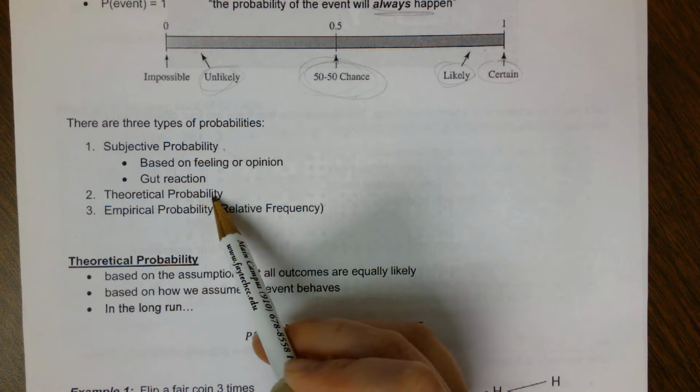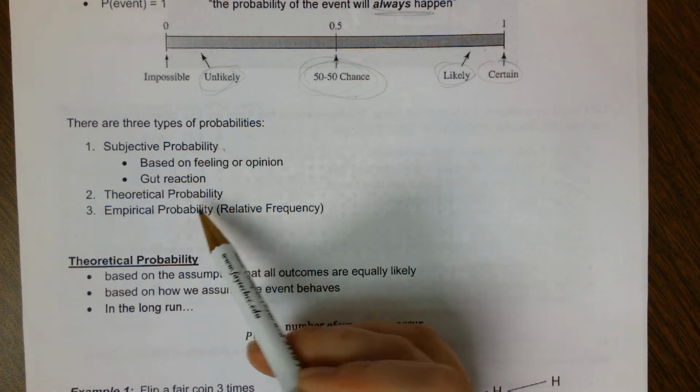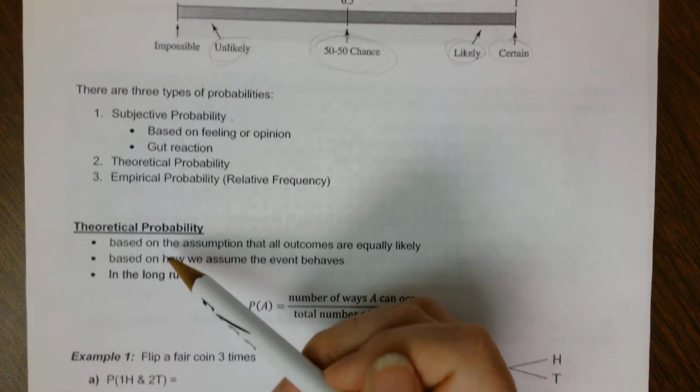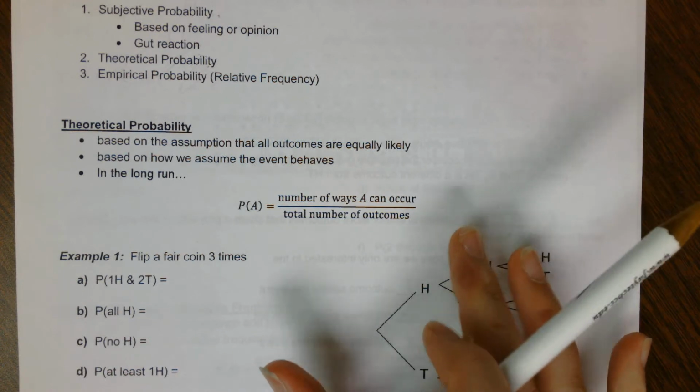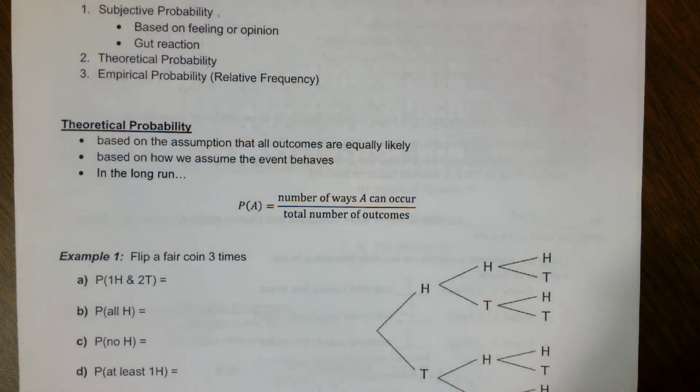And there's theoretical probability and empirical probability. So we'll talk mainly about these two. Let's first talk about theoretical. Theoretical is just based on the assumption that all outcomes are equally likely. So this is talking about like in a perfect world.